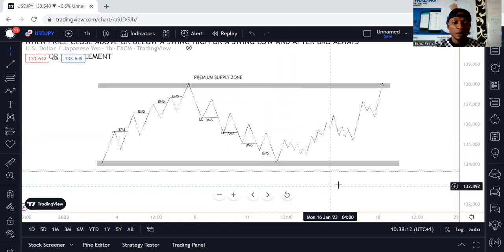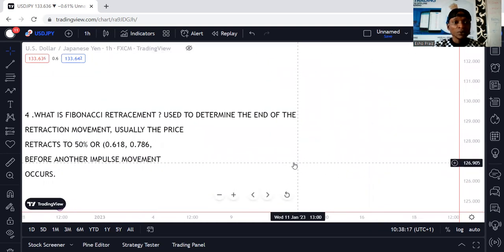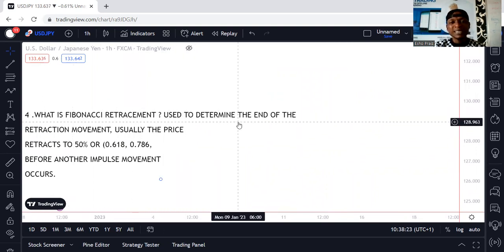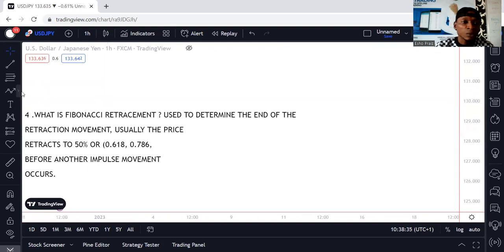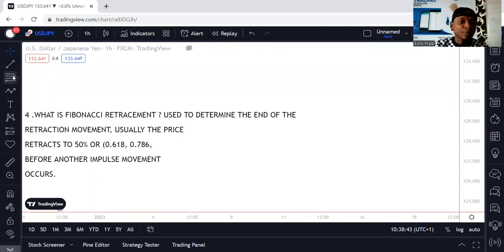So lastly, before we go to our chart to do the final practical example, let's check what Fibonacci is all about. Fibonacci retracement is used to determine the end of retracement movement. Usually the price retraces to 50% or 0.618 or 0.786 before another impulsive movement. So this is exactly what they are saying. This Fibonacci is part of the tools we use in analyzing our market. It's part of price action tools. It's part of technical analysis tools.